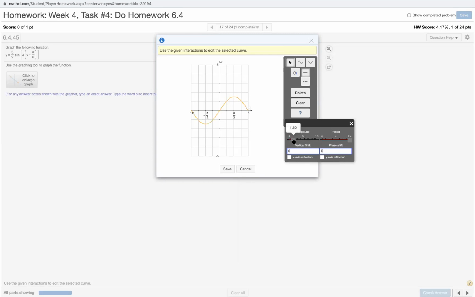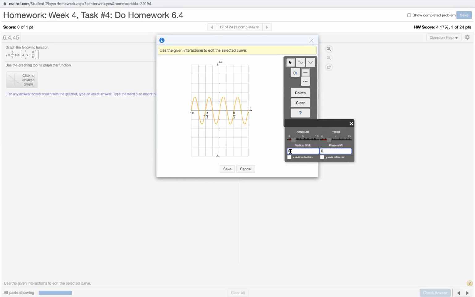So I'm just going to click and drag it over, right? So I hold down the click on my mouse and move it over. That's what I did. The period is 2 pi over 4, which reduces to pi over 2. So I got to move this over, click and drag it. There's pi. So pi over 2 would be right between 0 and pi. You can verify that with a decimal. Pi divided by 2 is 1.57. Okay, so I got the period correct.